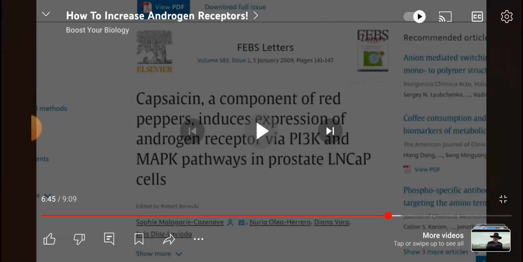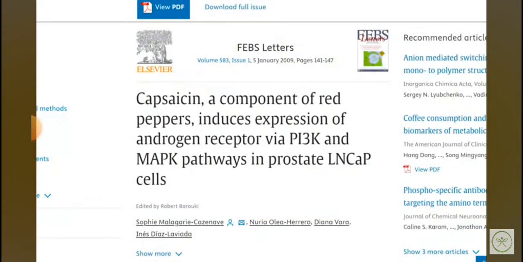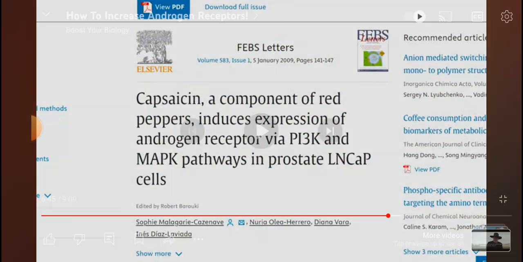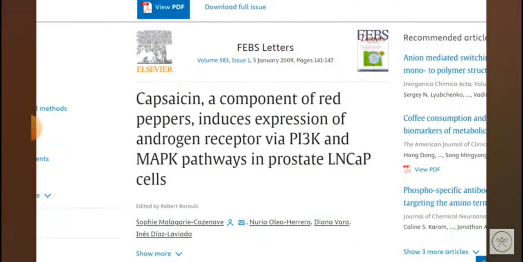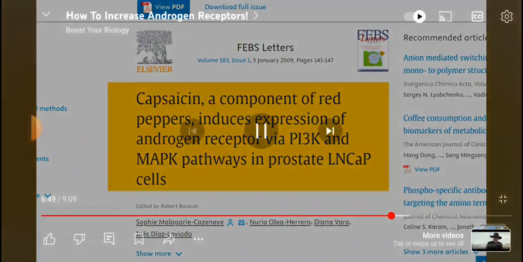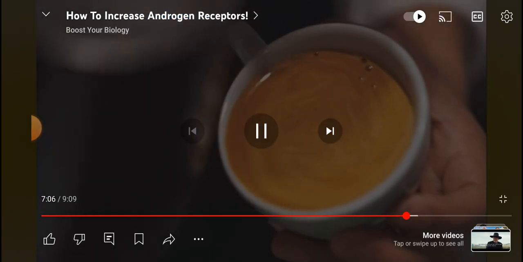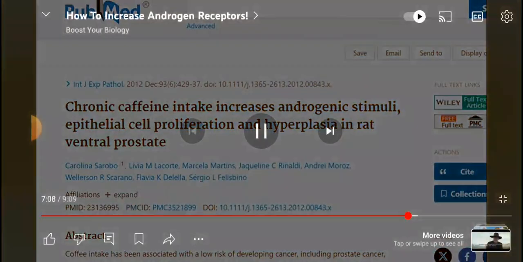No, it's toxic, and it's kind of doing something bad to the androgen receptor, causing it to do something. I wouldn't eat any of that. Don't listen to this guy. Let's look at this study here. Capsaicin, a component of red peppers, on androgen receptor expression. No, stay away from that.